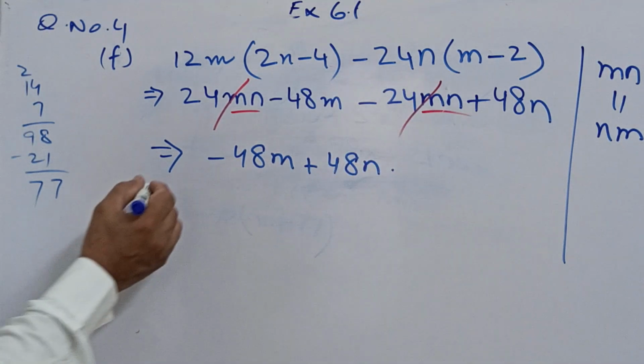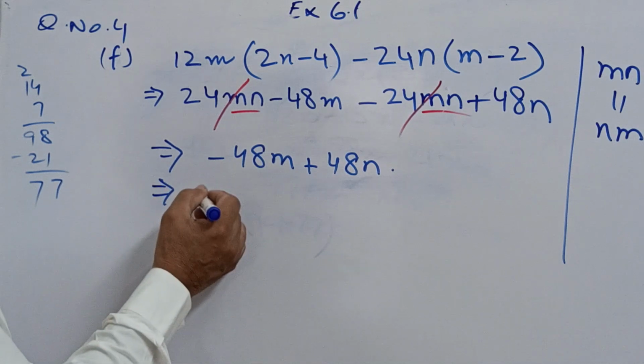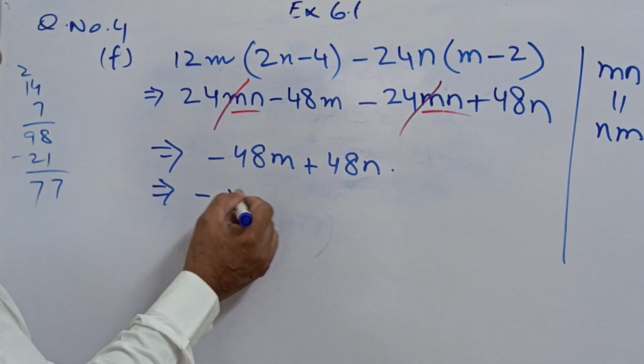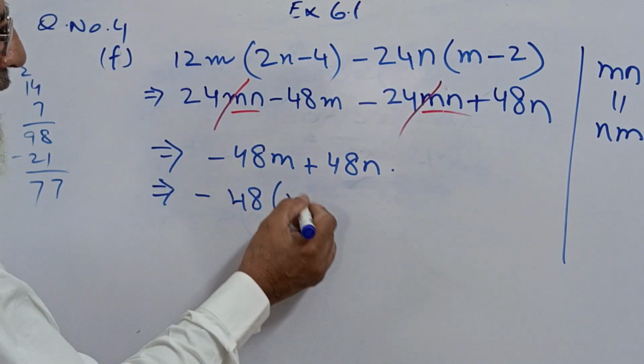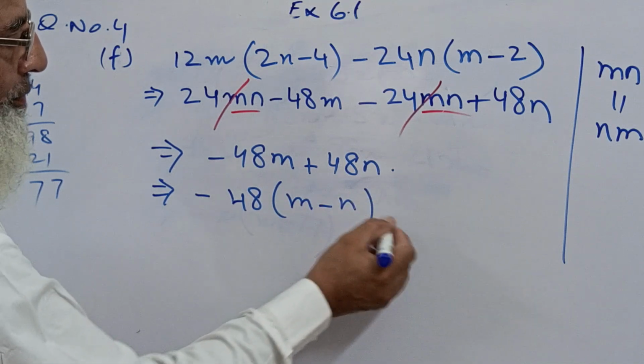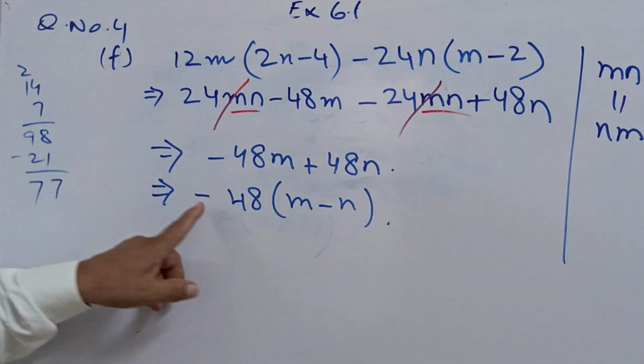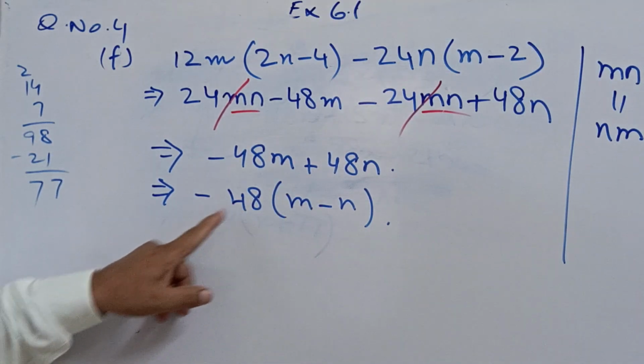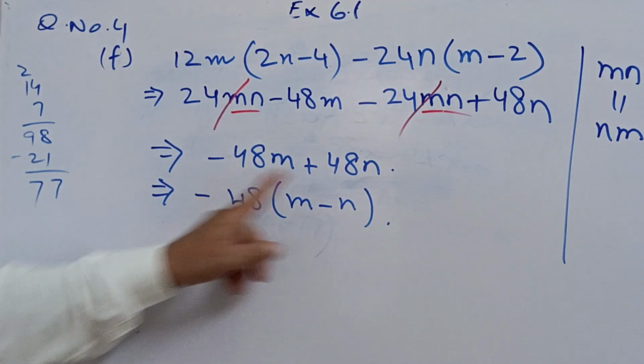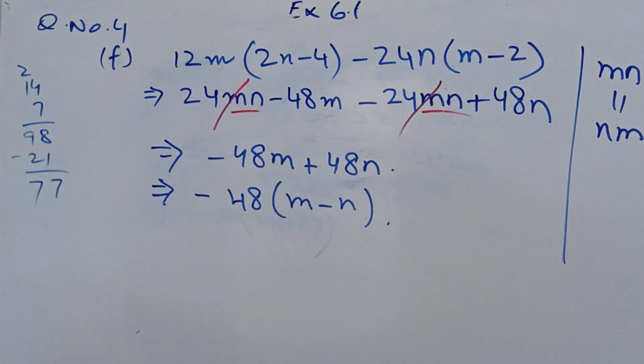Yes, you can also write it as 48(m minus n). Minus minus plus, 48m, 48n. The answer in your book must be this one.